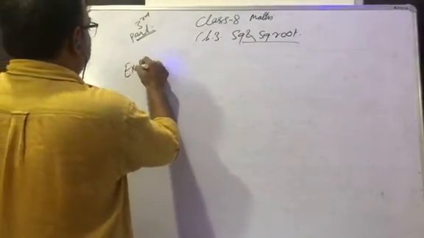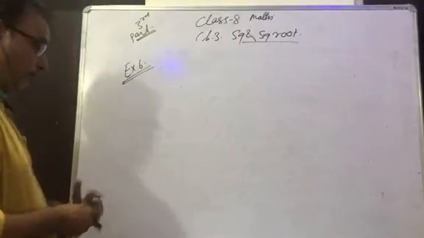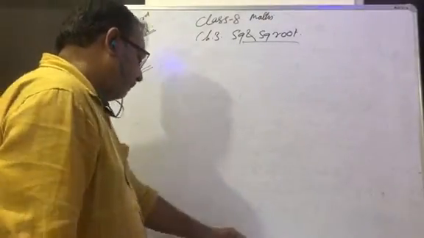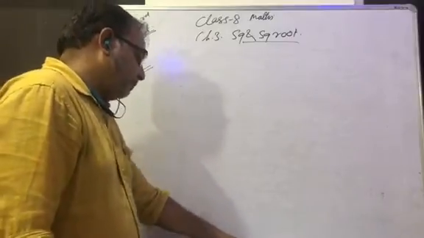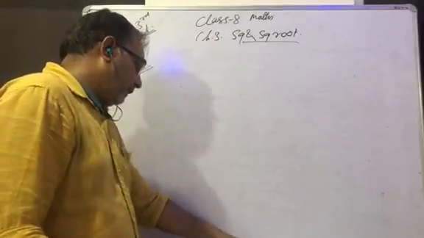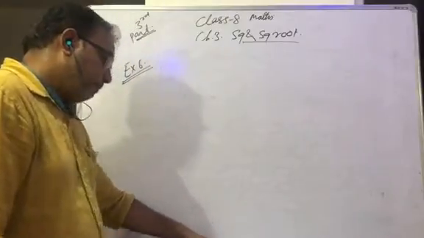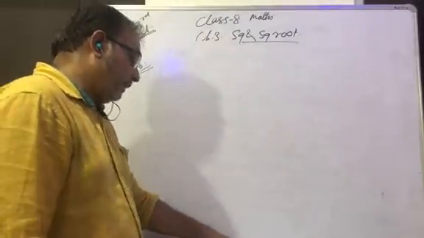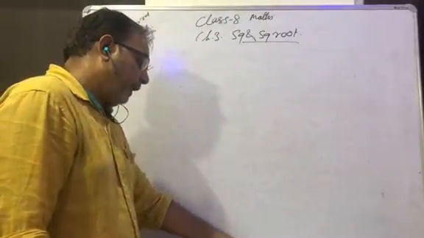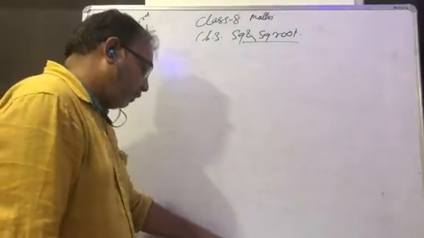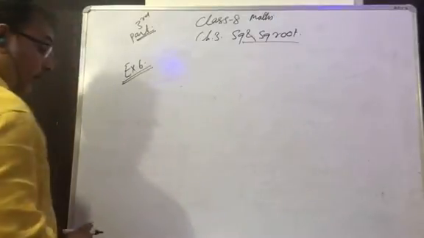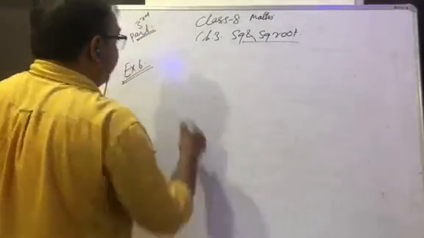Now the example number 6. Find the smallest number by which 396 must be multiplied so that the product becomes a perfect square. I repeat the question. Find the smallest number by which 396 must be multiplied so that the product becomes a perfect square. So the number is 396.